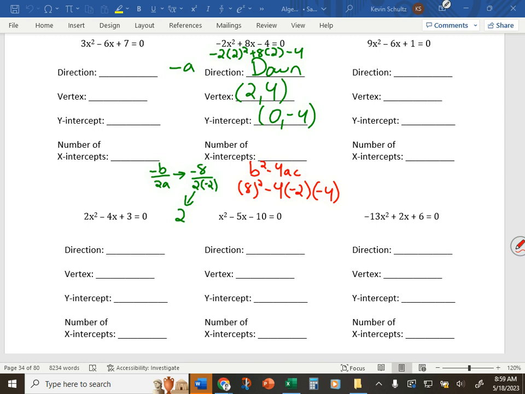What is 8 squared minus 4 times negative 2 times negative 4? What's the actual value here? 32. Now, do we care that it's 32? No, we care that it is positive 32, because a positive discriminant tells us there are 2 x-intercepts. Okay?